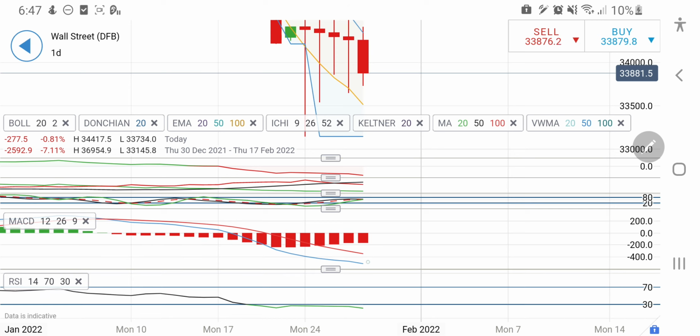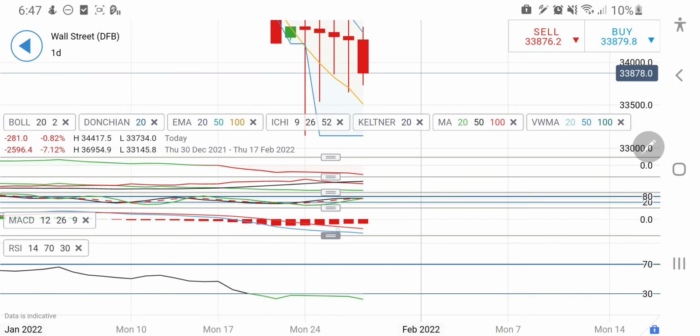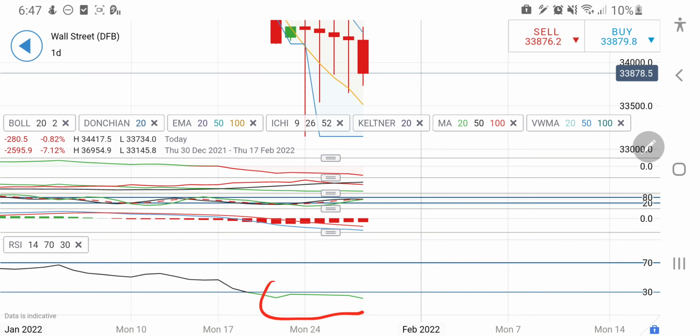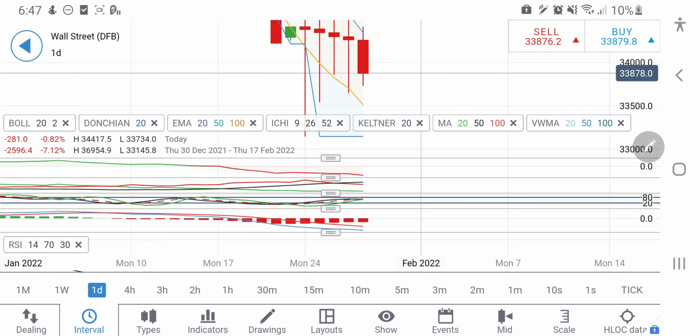And look at the MACD lines running parallel on the daily charts. The RSI is oversold, both for US100 and US30, divergent, looking downwards and indicating bearishness.